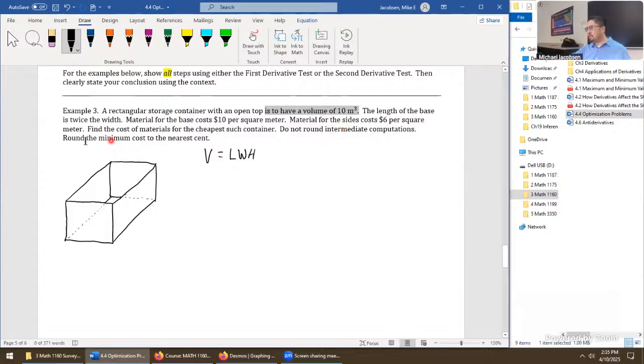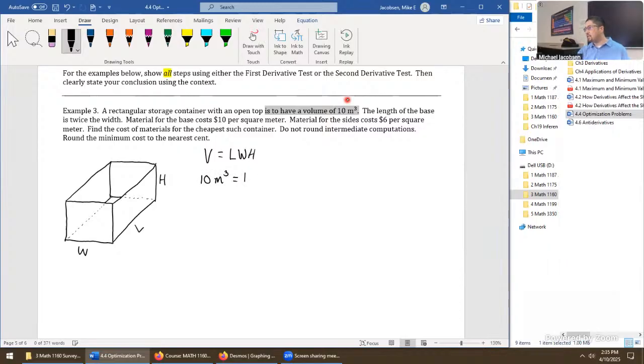Let's see here. The length of the base is twice the width. So I drew this really long. I'm going to make this be the length, this the width, and this is the height. So we've got all dimensions represented on our box. We have the formula that we need for this, volume. If this was an exam question, I would supply that formula. But for homework questions, we might have to do some digging or research on what is the right one to match the situation. We're told volume is 10 cubic meters, so I'll just put that on the left for volume.